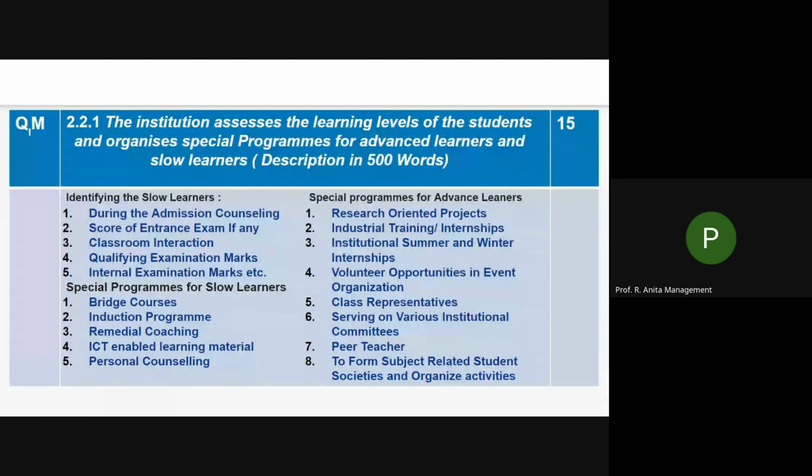Now, based on that, you are going to arrange certain special programs for both slow learners and advanced learners. When you're identifying the slow learners, you can identify them through admission, when you're counseling them, then when they write the entrance test for the programs. From there, you can assist through classroom interaction, and through the internal marks also, you'll be able to identify the slow learners.